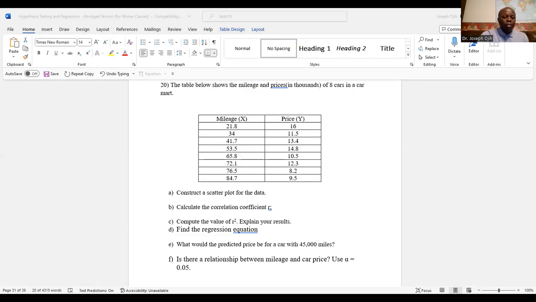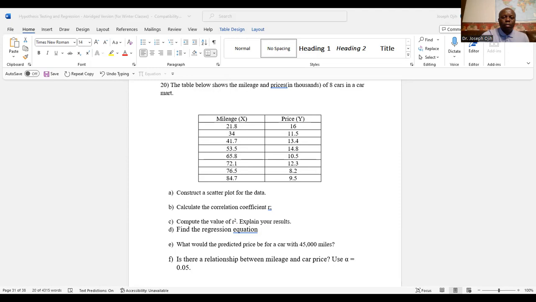So this is the mileage and this is the price of the car. I'm going to remove this X and Y. You know what they are already. You know that the price is our Y variable and that mileage is our X variable. Let me make it bigger. Now with this, we can get our regression output, and from there we can answer the rest of the question.